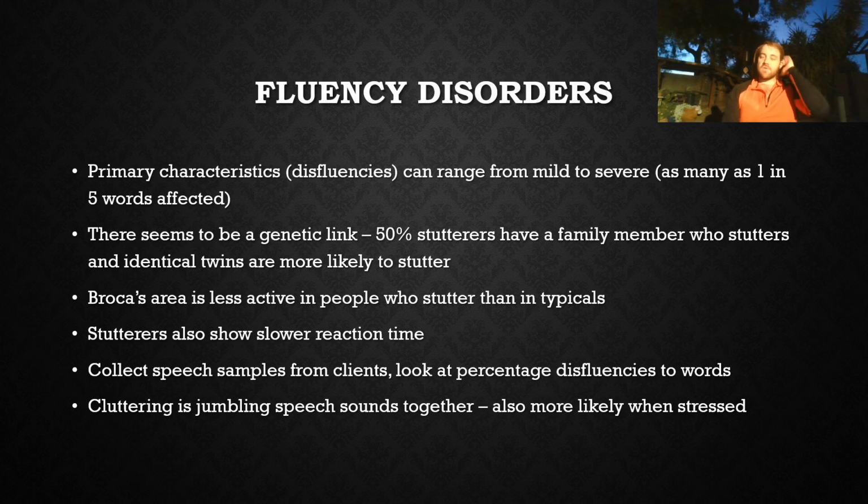It looks like there's a genetic link. 50% of stutterers have a family member who also stutters, and identical twins are much more likely to both be stutterers than fraternal twins or just siblings. We also see that Broca's area is underactive in people who stutter relative to people who don't. We know that stutterers have slower reaction times. Those are things we know.